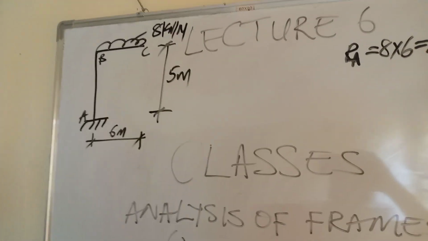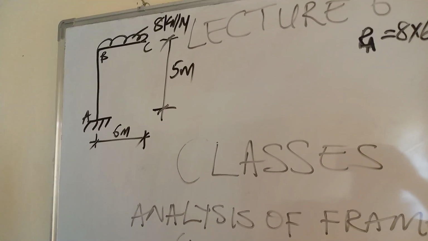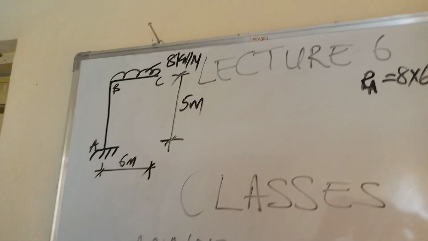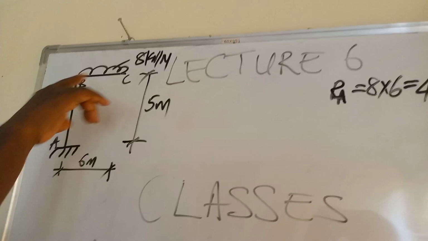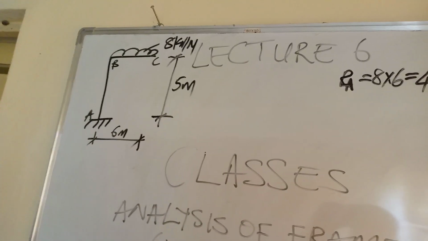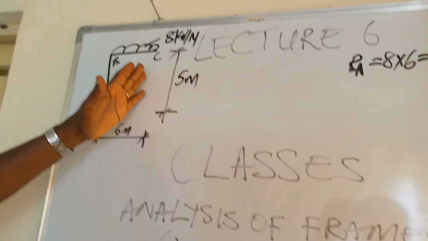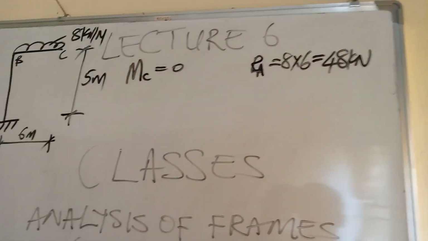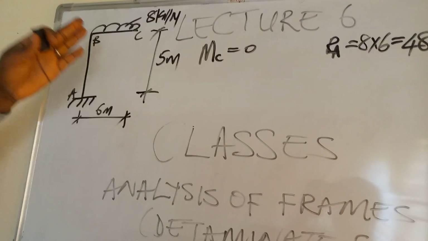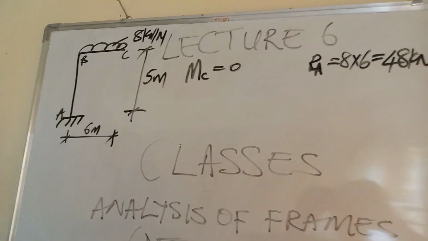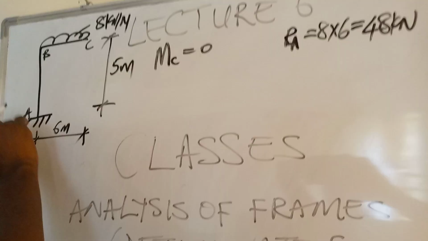Since we have the reaction, now let's get the bending moment. I said we should start the bending moment from where it is minimal, that is at point C. The bending moment at C is 0. That's the minimal I'm talking about. M at C is equal to 0, because there's no distance to give the load full value to give you a bending moment.